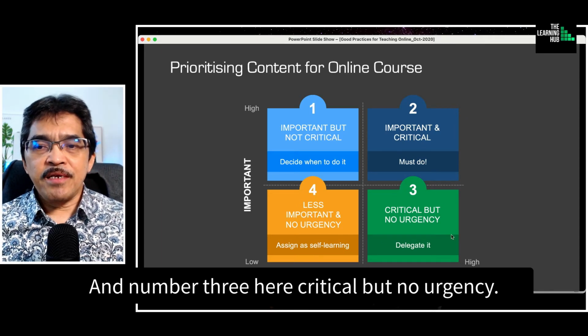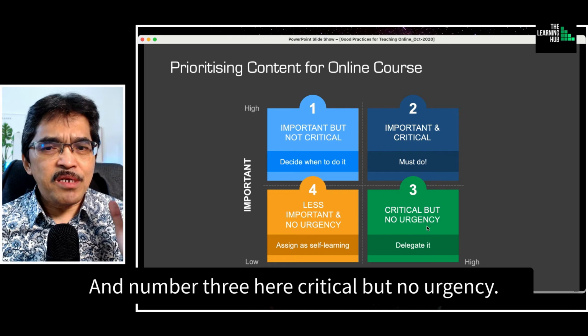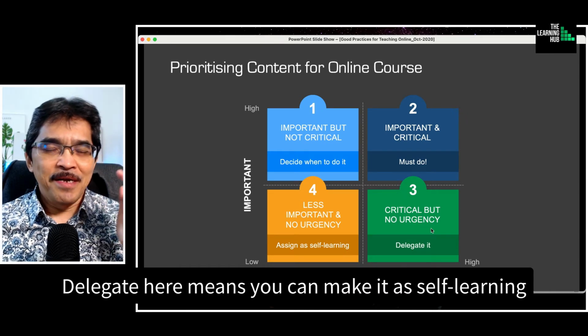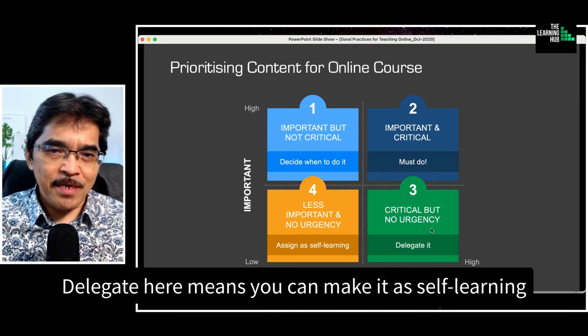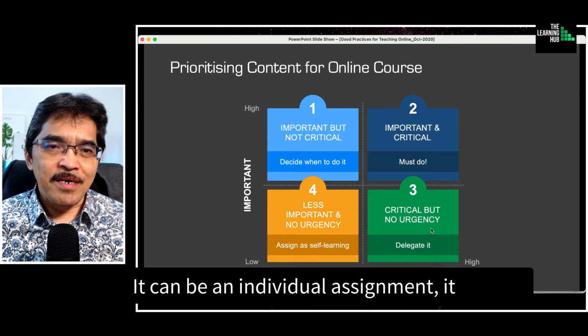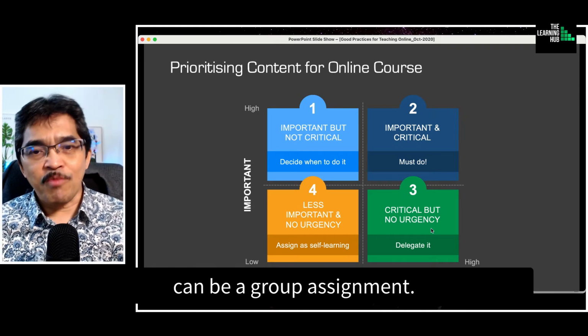Okay, and number 3 here, critical but no urgency. So you can delegate it. Delegate here means you can make it a self-learning activity, or you can make it an assignment. It can be an individual assignment, it can be a group assignment.